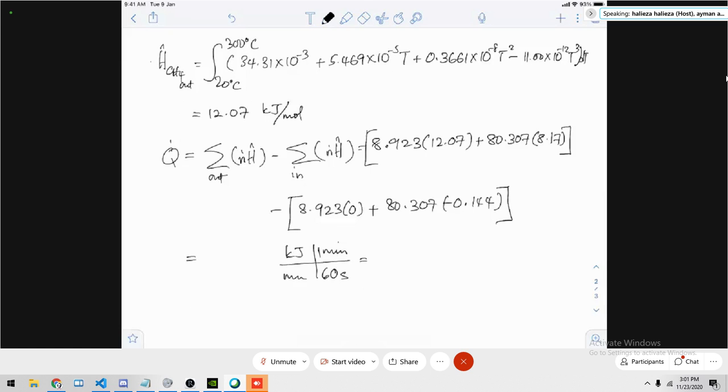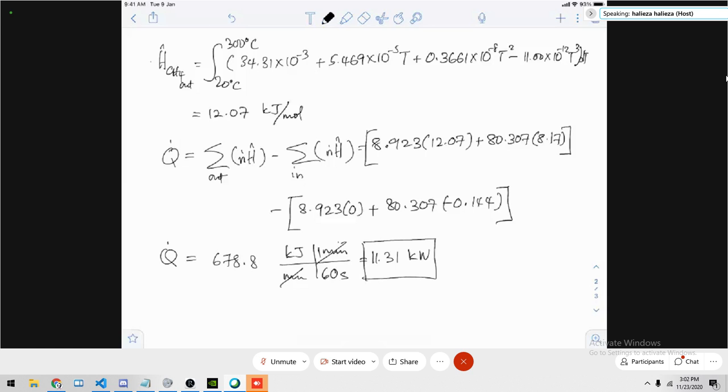Doctor, I got 678.8 kilojoules per minute. Yes, thank you. If you divide that by 60, what will you get? I got 11.31. That's slightly different from the answer in the textbook. The textbook gives a value of 12.9 kilowatt. The answer is different.